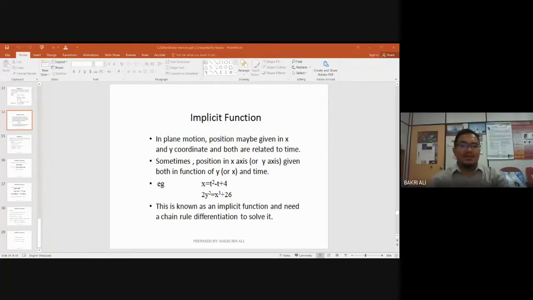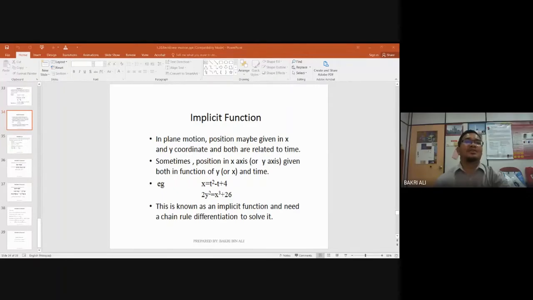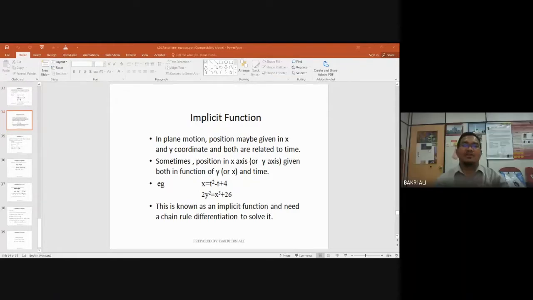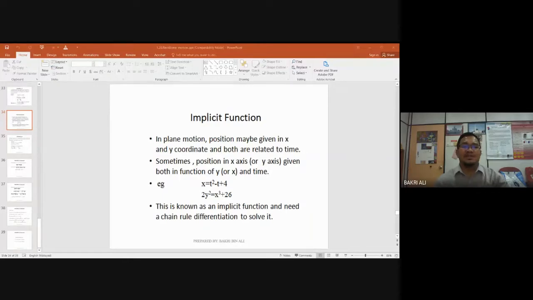Today we will start our new technique of lecture delivering, which is using online Google Meet. So today we will continue our topic in implicit function. Implicit meaning function in the function.